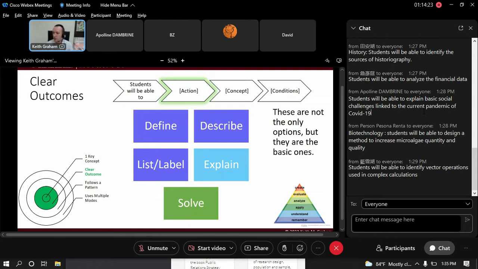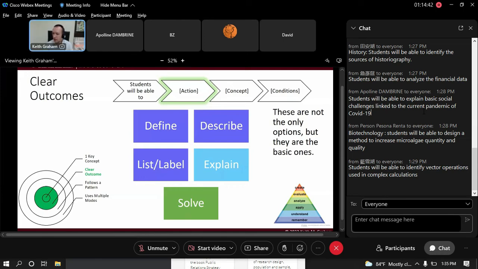Students will be able to explain basic social challenges linked to the current pandemic of COVID-19. I think this one's pretty good. I think this one's pretty clear. Assuming that we can say the social challenges in a few categories, I think this one works.